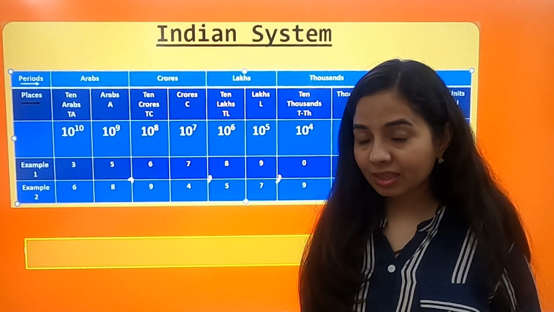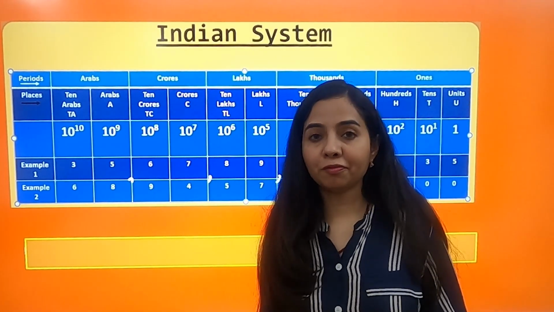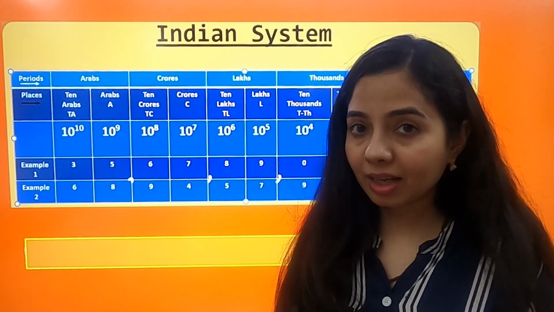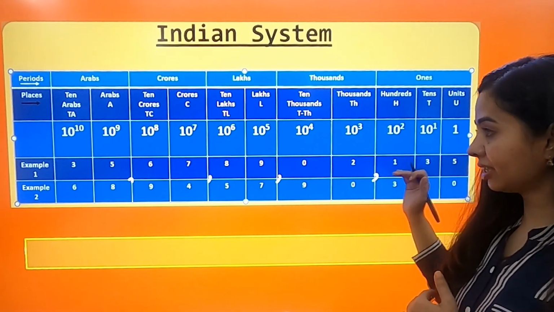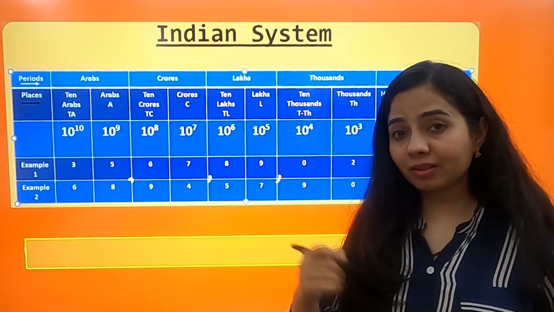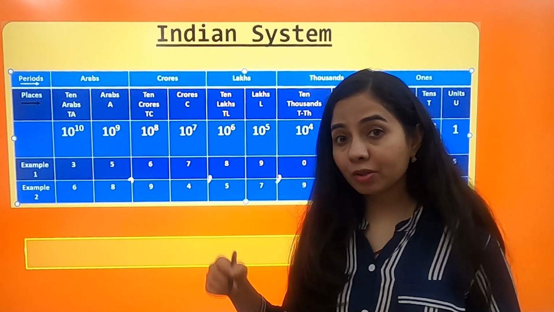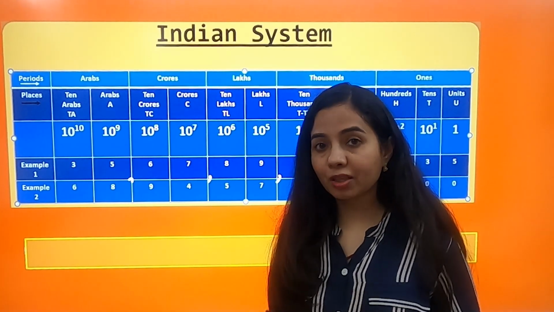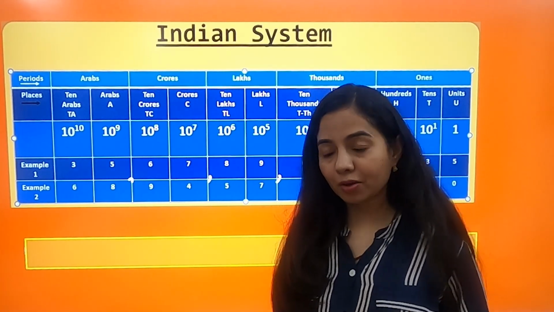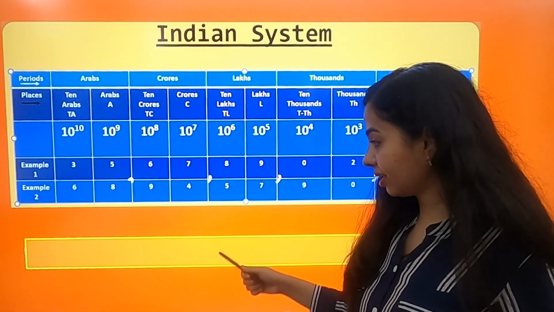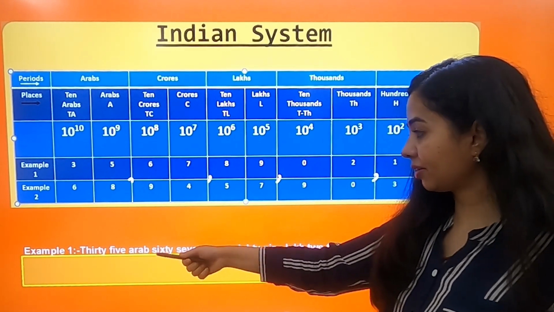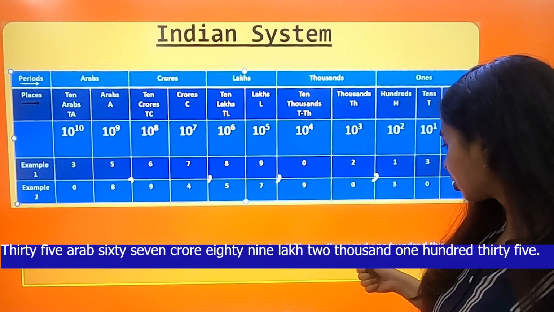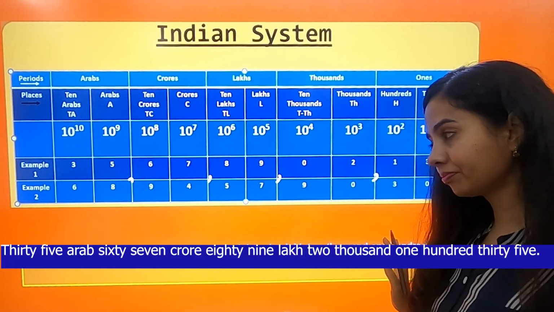Okay. There is also another rule which we really need to know, that though we put commas when we are writing numbers in numerals, when we are writing it down in words, at that time we don't use commas. Okay. So just see, our number was this: 35 Arab, 67 crore, 89 lakh, 2135.